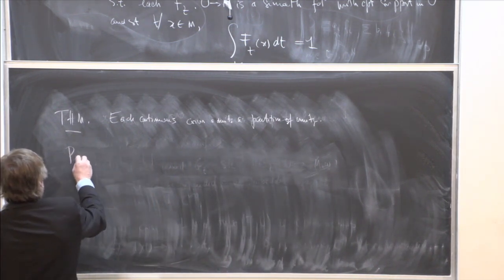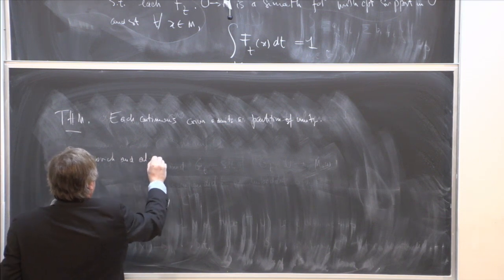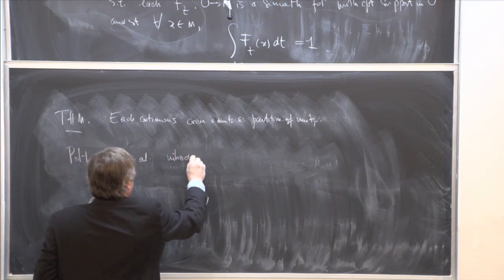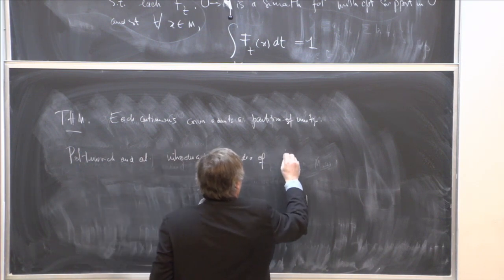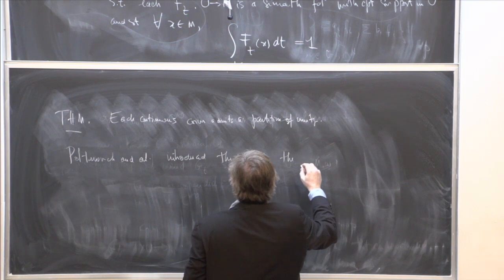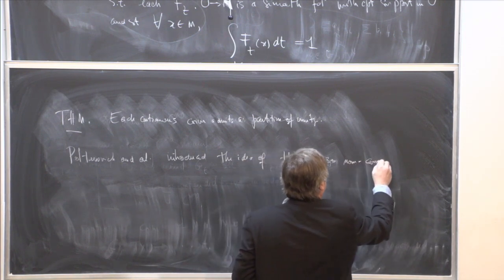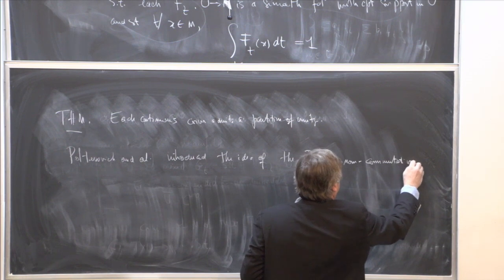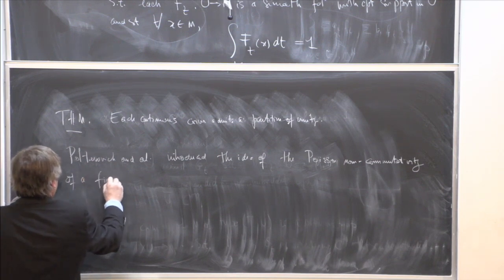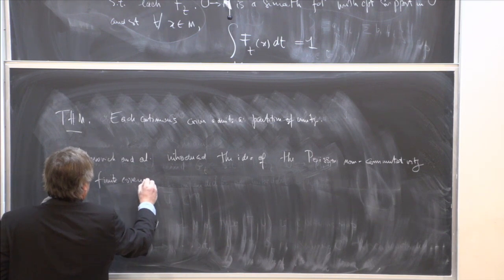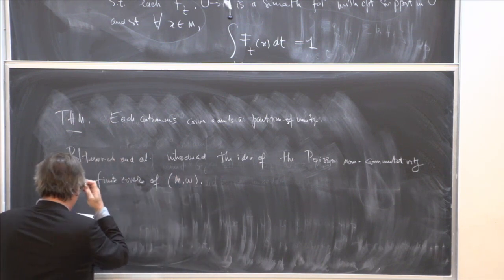Okay, perfect. So Polterovich and collaborators introduced the idea of Poisson non-commutativity of a finite cover of M omega, and it does it in the following way.